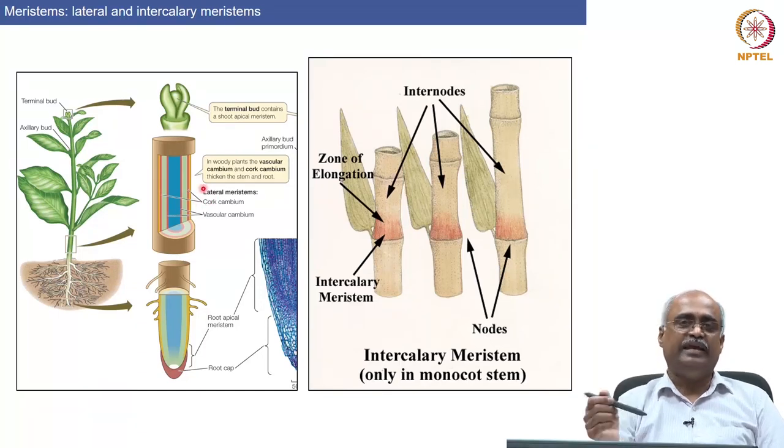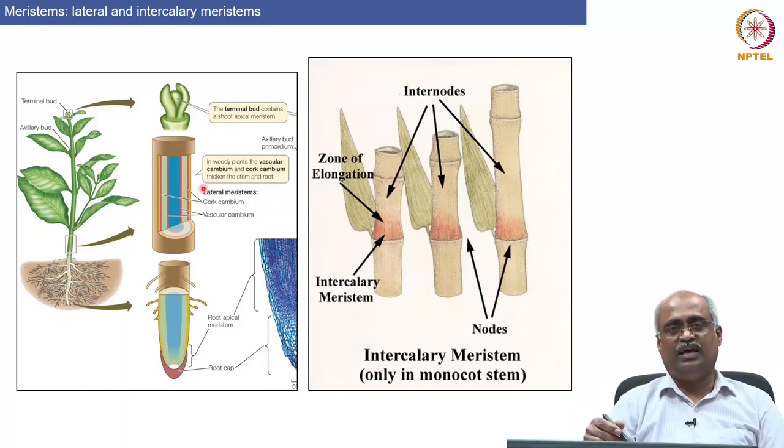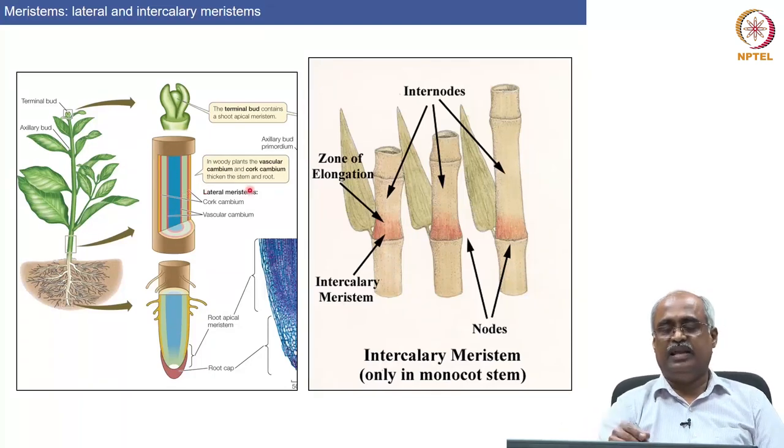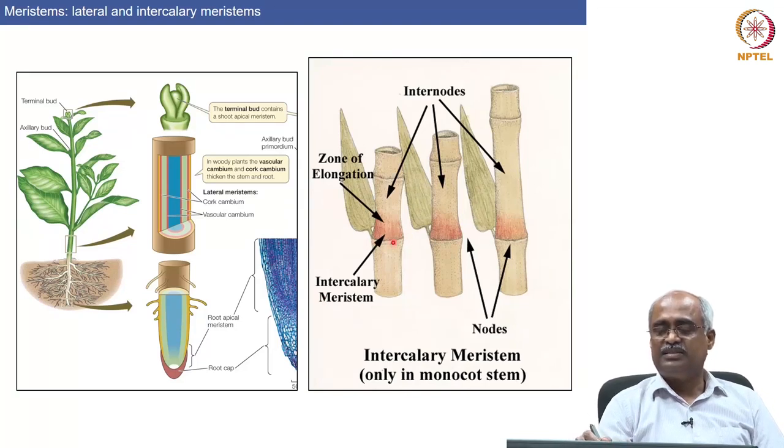And this is primarily in the dicots, and monocots have an additional meristem distributed differently and contributing in a different manner. So instead of having continuous inner layers of lateral meristems, they are present or disposed within the adult cells, and these are called the intercalary meristem. So this is like the node, and just next to the node you have these intercalary meristems disposed among the adult cells, like differentiated cells.